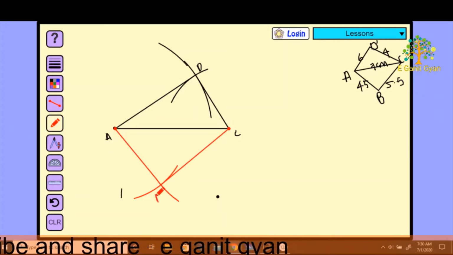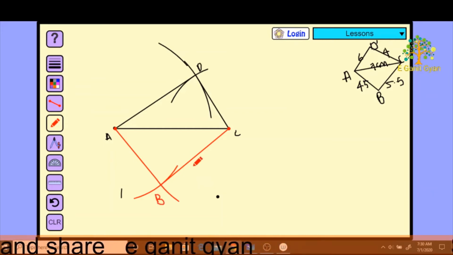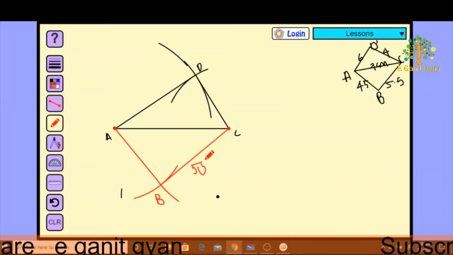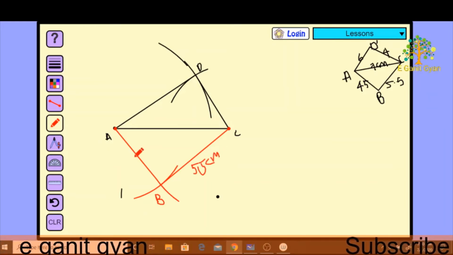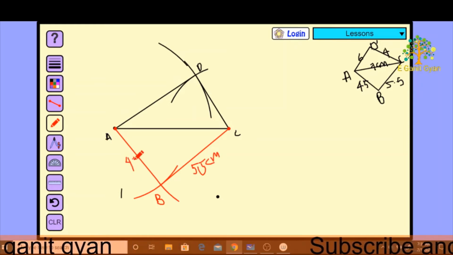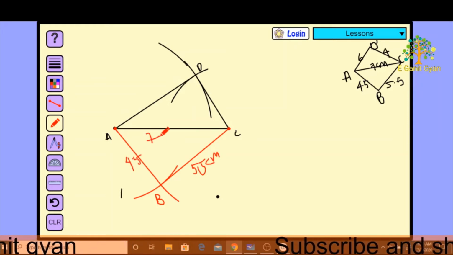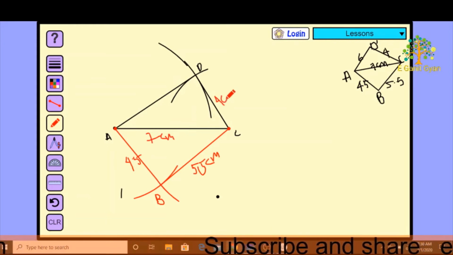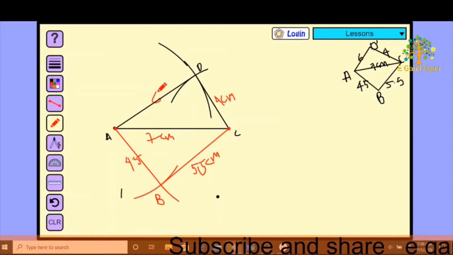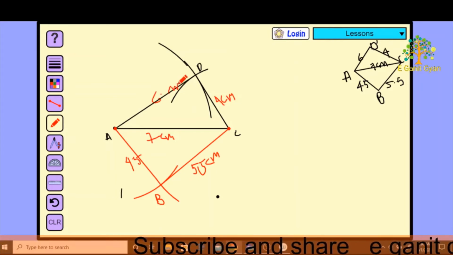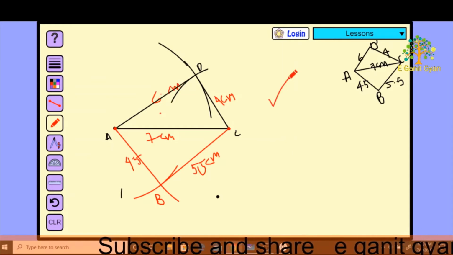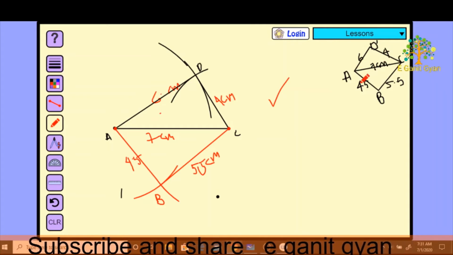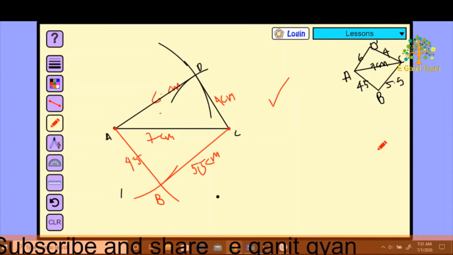This is location B, and here we can say it is 5.5 centimeters, and this is 4.5 centimeters. This is 7 centimeters, and this is 4 centimeters. This is 6 centimeters. That is how we will construct a quadrilateral by the given measurements if one diagonal and 4 sides are given.